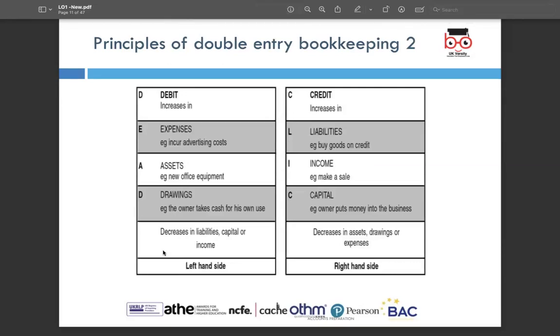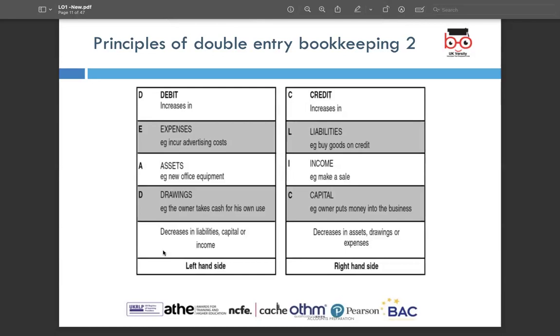Principle of double entry bookkeeping. Double entry bookkeeping is a foundational concept in accounting that ensures accurate recording of financial transactions. It operates on the principle that every transaction affects at least two accounts, with entries recorded on both the left-hand side, debit, and the right-hand side, credit, of the ledgers.